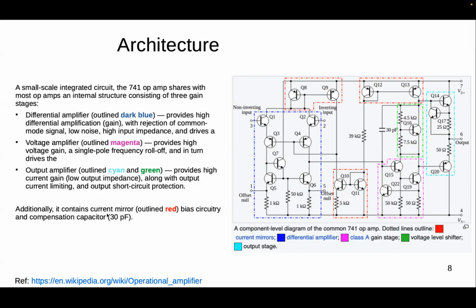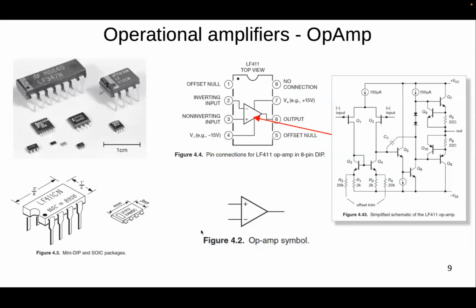And then also we have current mirror blocks made out of transistors. So this is a very complex thing. This is the general architecture of an operational amplifier.